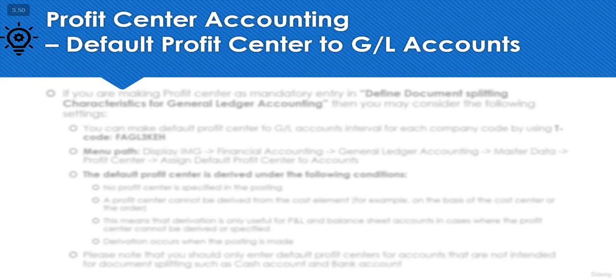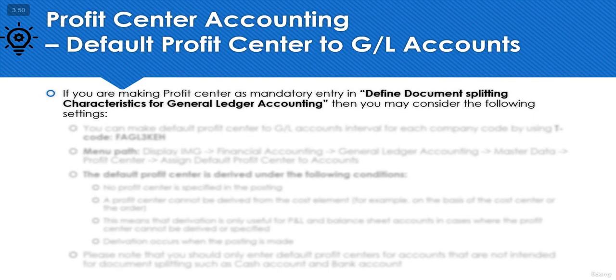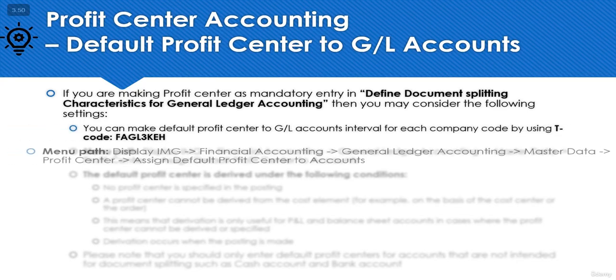In this lecture, I will show you how we can assign default profit center to GL accounts. If you are making profit center as a mandatory entry in define document splitting characteristics for general ledger accounting, then you may consider the following settings. You can assign default profit center to GL accounts interval for each company code by using T-code FAGL_PRCTR_DEF, or you can also follow the menu path.